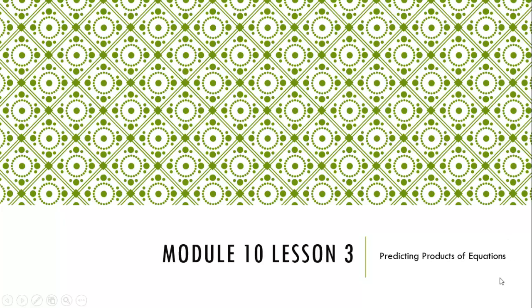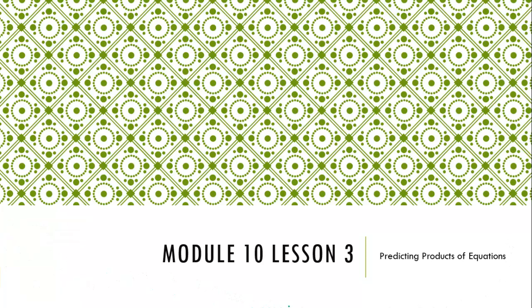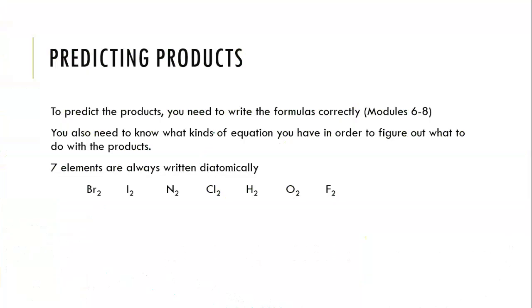Module 10, Lesson 3. What we're going to do now is look at predicting the products of equations. One of the things that you need to be able to do is, if given the reactants in an equation, figure out what happens on the right-hand side, what is produced. So a couple of reminders here.